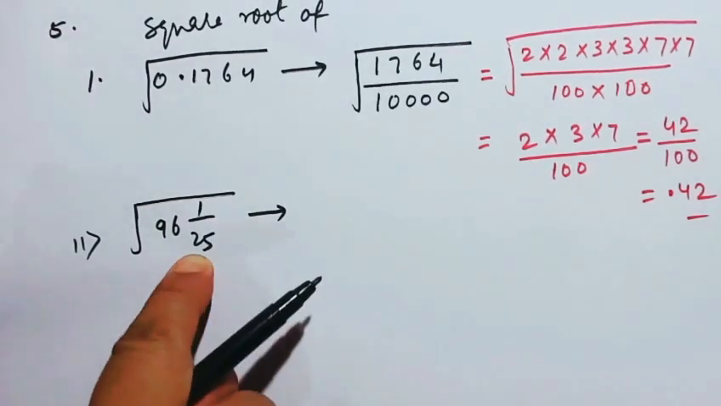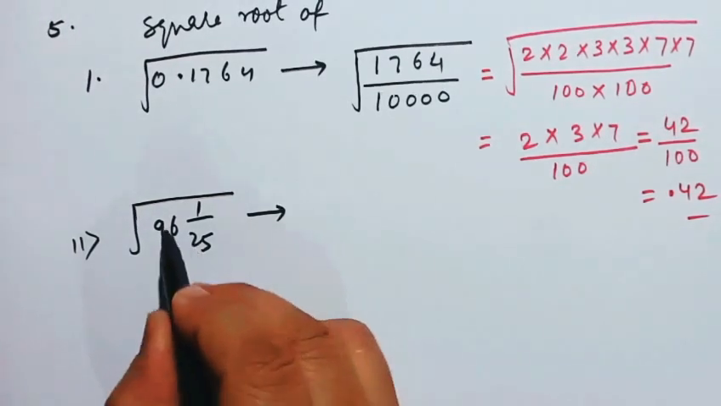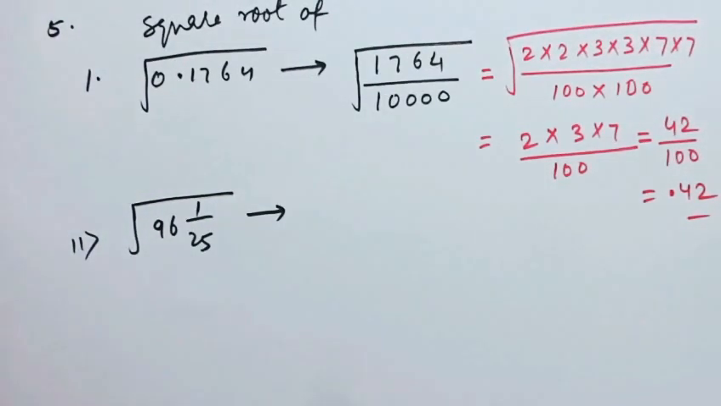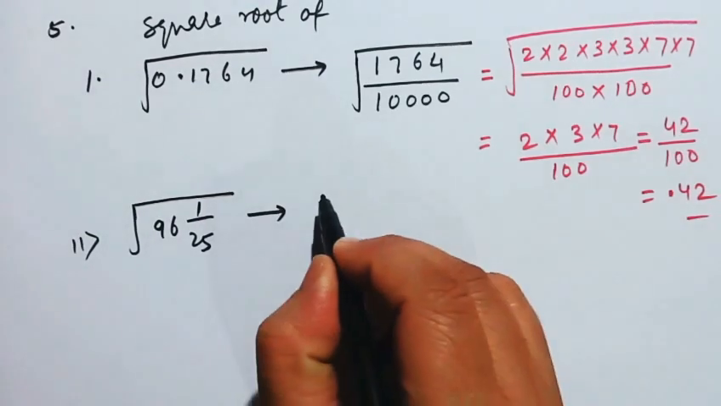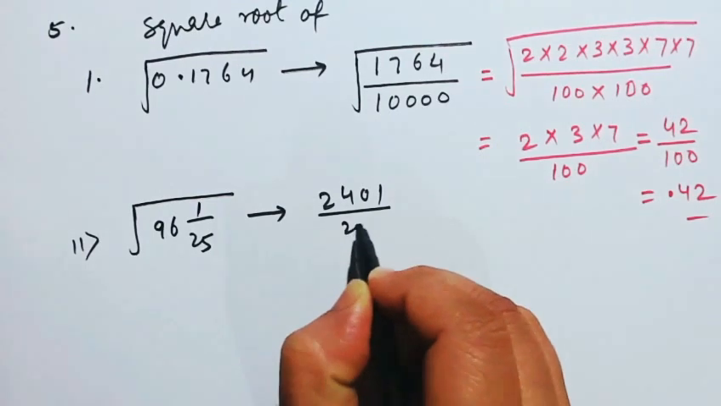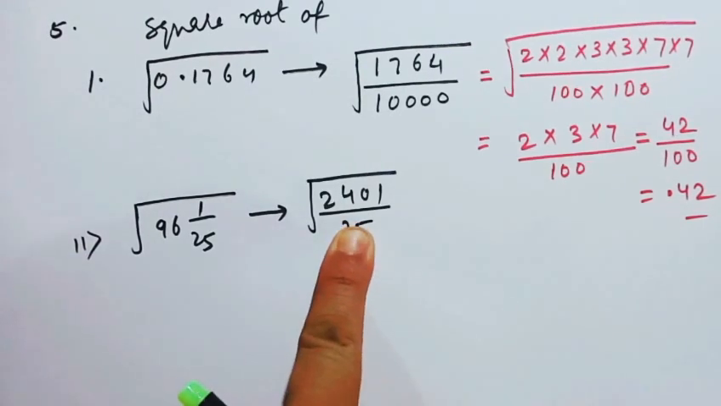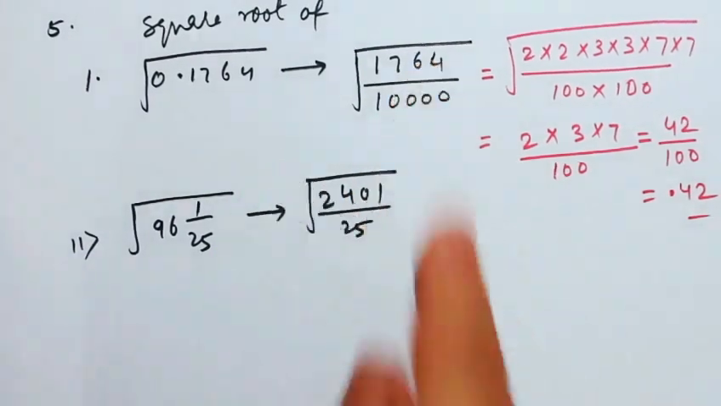So when you convert this into an improper fraction, 9 into 25 plus 1 will give you 226 by 25. Okay. Let's find the square root. So here you can see that this automatically got converted into its previous form.